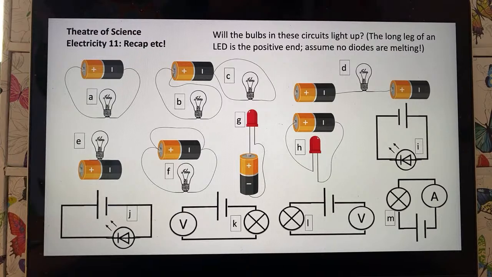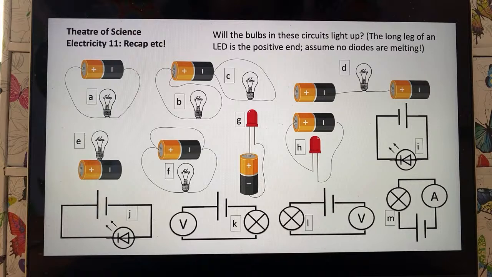H is exactly the same, but it's the short leg of the LED attached to the positive terminal of the cell. I, you've got a circuit symbol for a light emitting diode, and the triangle, which is part of the symbol, is pointing towards the negative terminal of the cell. And J is exactly the same, but the triangle is pointing towards the positive terminal of the cell.